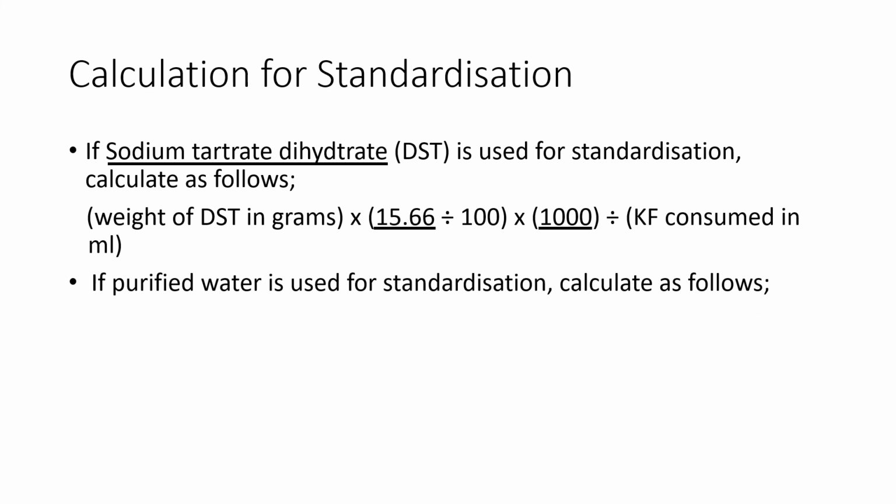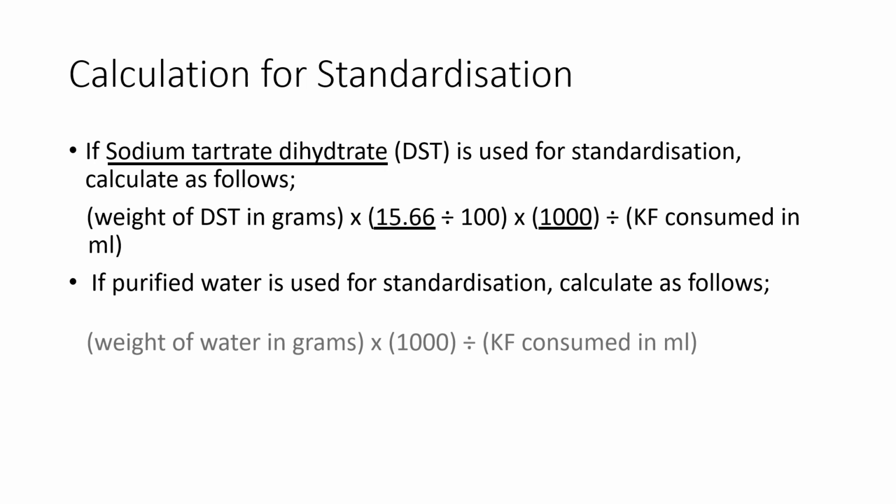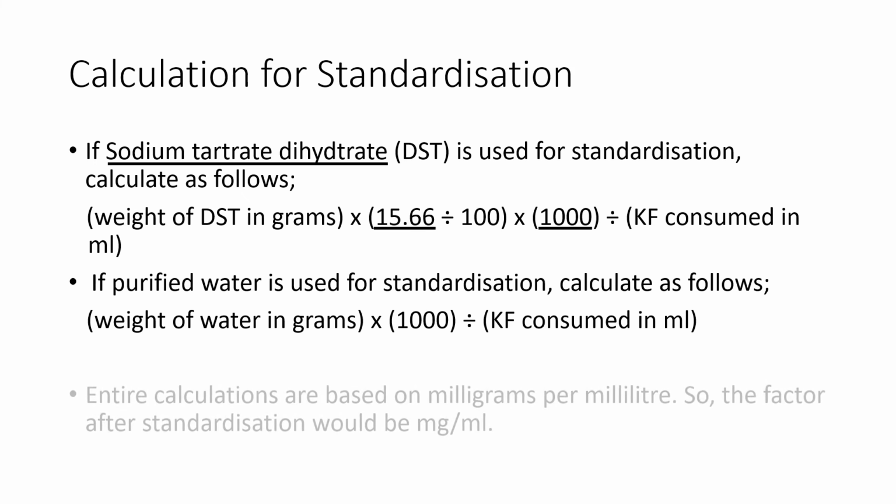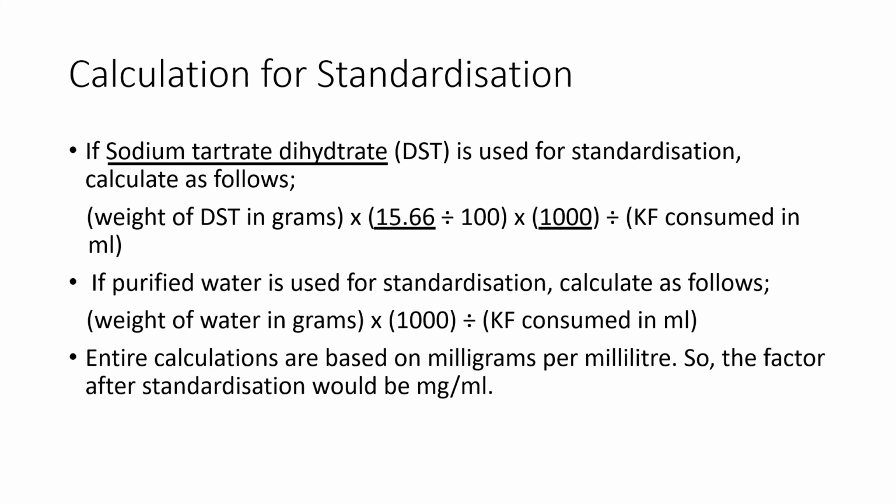If purified water is used for standardization, calculate as follows: weight of water in grams into 1000 divided by Karl Fischer volume consumed in ml. It is similar to the calculation done in the above example. Entire calculations are based on milligrams per milliliter. So the factor after standardization would be mg per ml.